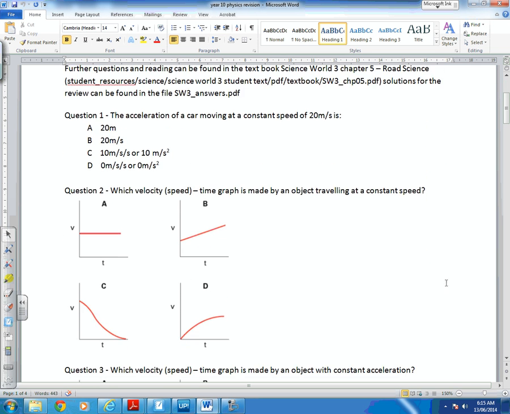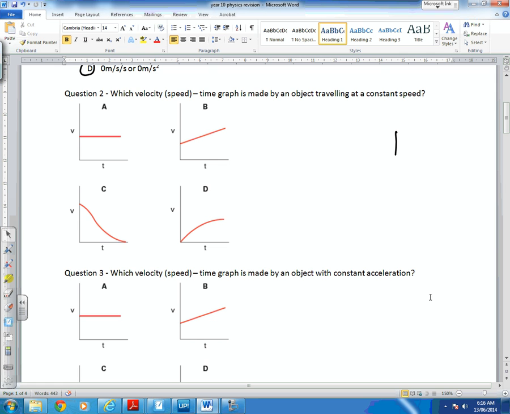So, question 1, acceleration of a car moving at constant speed. The key word here is constant speed. So therefore, if it's got a constant speed, it's got no acceleration. So therefore, it's got to be D, because there is no acceleration. Question 2, which speed time graph is made by an object travelling at a constant speed? Constant speed is going to give us a horizontal line in our speed time graph.